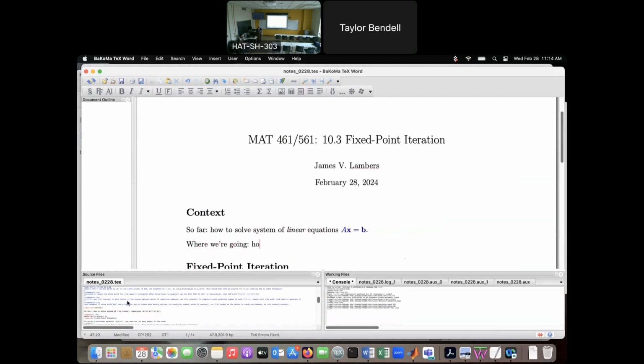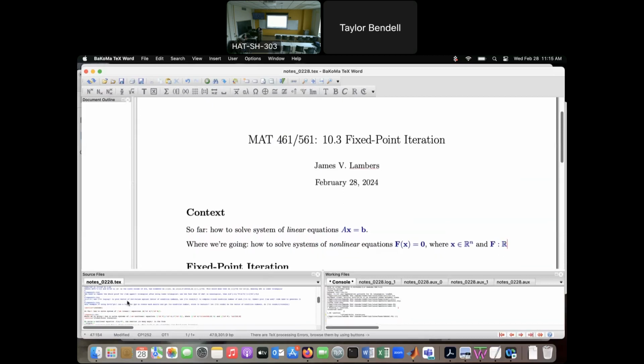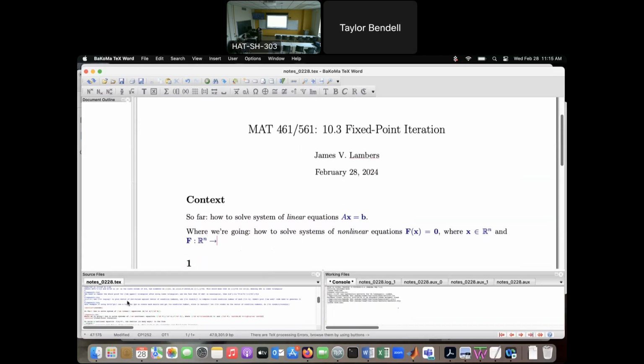So what we're going to move on to now, where we're headed, is how to solve systems of nonlinear equations of the form f(x) = 0, where f is a vector-valued function that takes a vector as an argument x. So in this case, x is a vector in R^n, and f is a function from R^n to R^n. The vector comes in, a vector of the same dimension comes out. You can also think of f as like a vector field. Well, that interpretation doesn't really mean much for this class, as opposed to multivariable calculus.